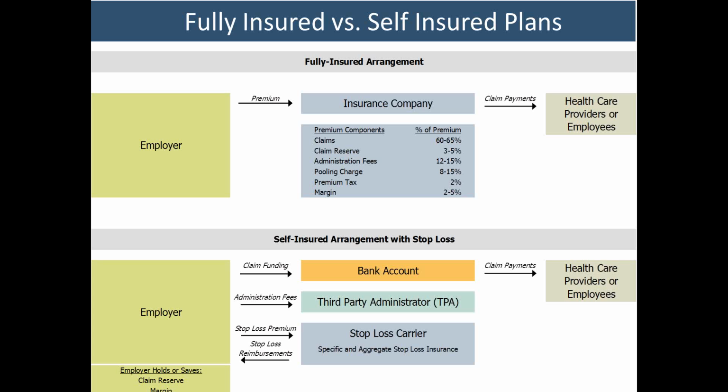You go down to a self-insured arrangement with stop loss. This is where the employer is paying the claims themselves. And that could be like a weekly claims dump that the employer will pay through a third-party administrator. So there's actually somebody you're hiring to administer those claims, and then providing a stop-loss carrier. And that stop-loss carrier is the one who protects you from the high claims.